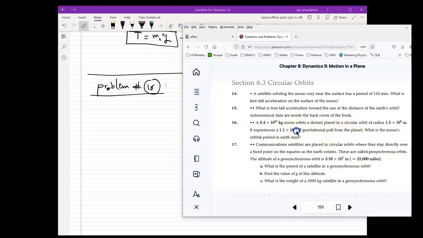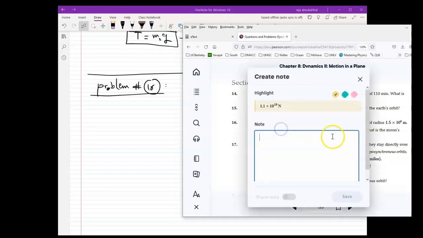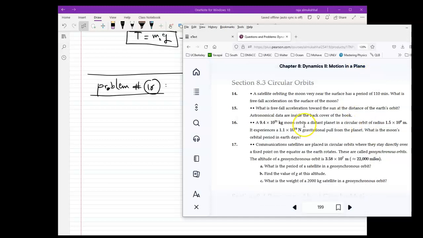So what is that? This is the centripetal force. It takes the form of the centripetal force, the gravitational pull from the planet. What is the moon's orbital period in Earth days? So basically he wants tau, the period. What is tau? Well, if I know the frequency, it's the reciprocal of the frequency. And how do I get the frequency? If I know omega. And how do I get omega? If I get v. You see the plan? So that's basically how you do it.